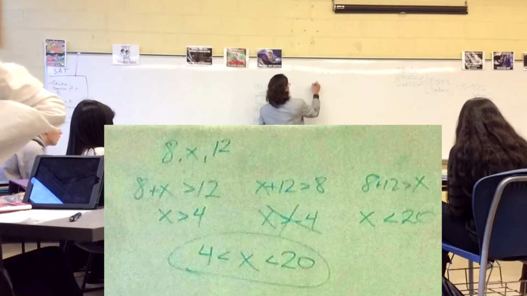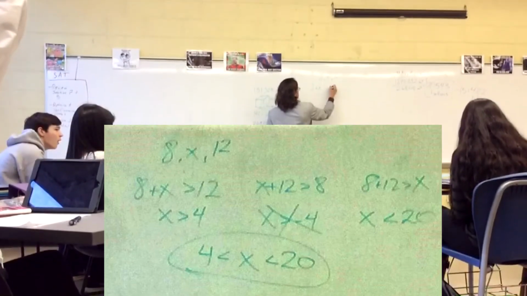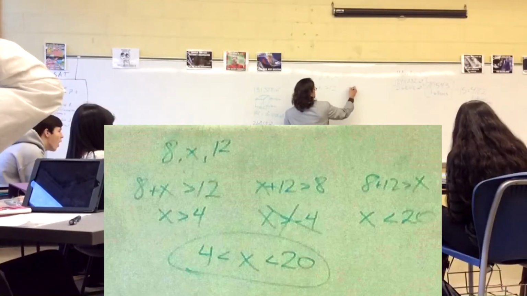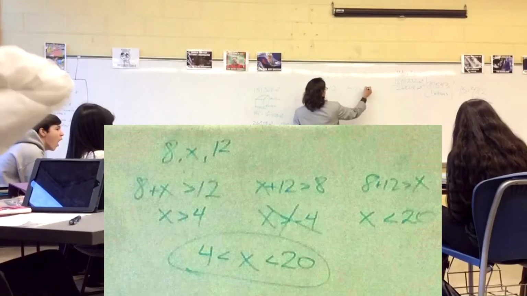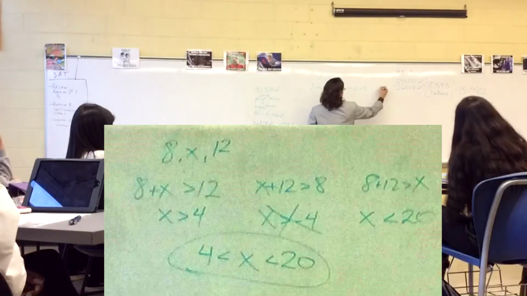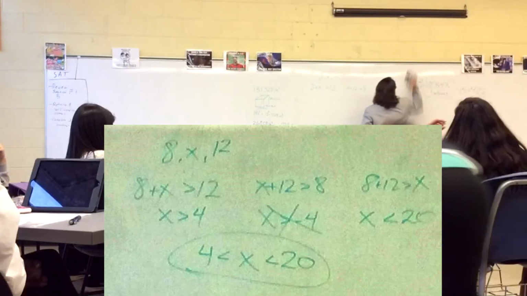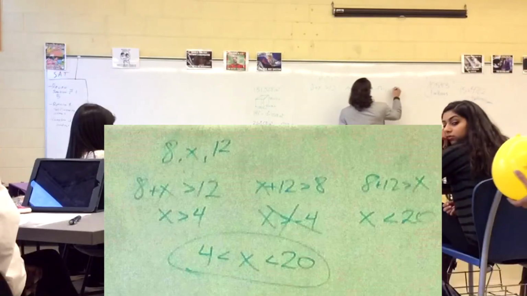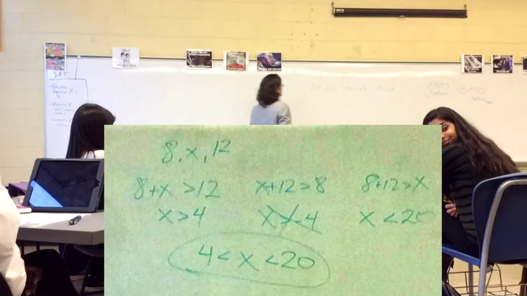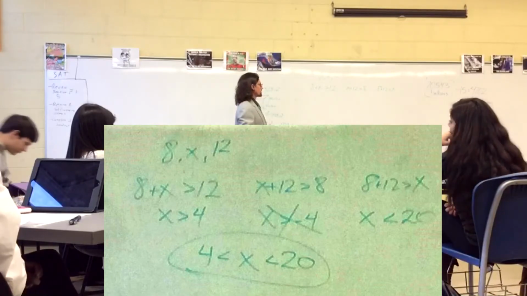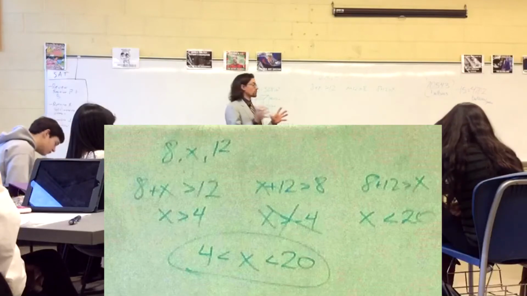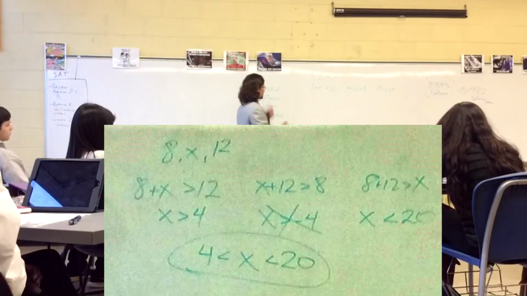8, x, and 12, so you're going to see 8 plus x needs to be greater than 12. x plus 12 needs to be greater than 8. And 8 plus 12 needs to be greater than x. Those are the three inequalities you're going to check, and then you're going to piece the three together to find a nice range. So what do we get?